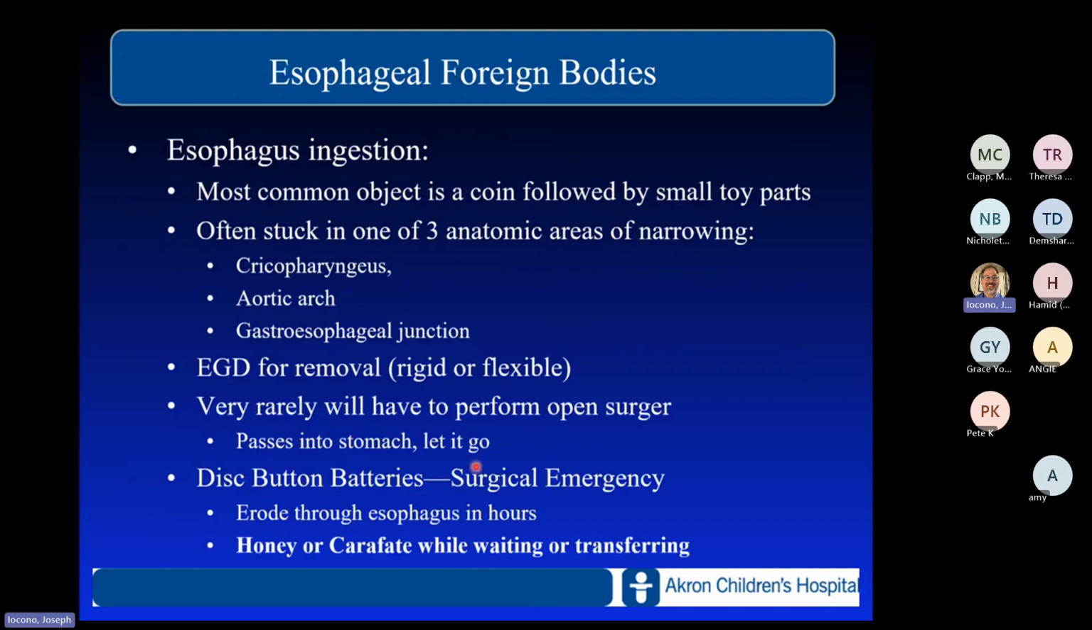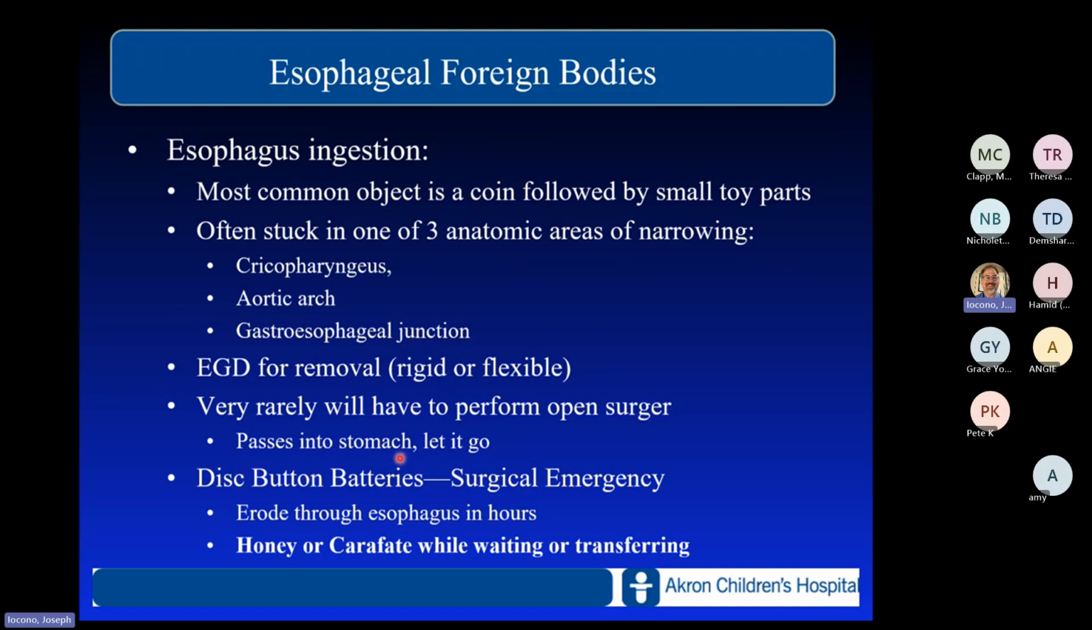Now we're in esophagus. We'll start with foreign bodies. Most common object is a coin, small toy parts. They often get stuck in 3 anatomic areas of narrowing in the natural esophagus. The cricopharyngeus is the most common, midway in the esophagus at the aortic arch where the aortic arch crosses over, and then the GE junction. If a foreign body gets into the stomach and it's not a foreign body that you're worried about for whatever reason, it will pass. Okay.